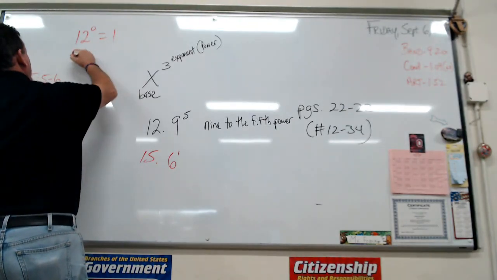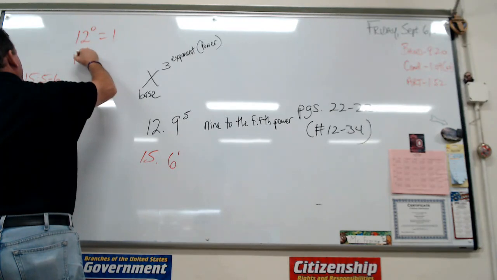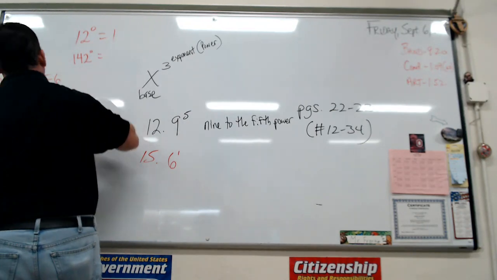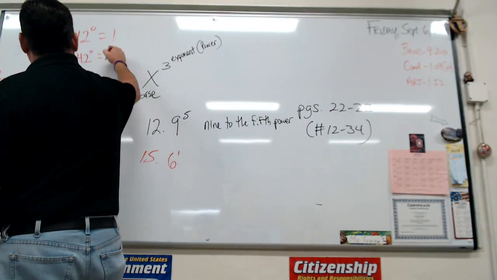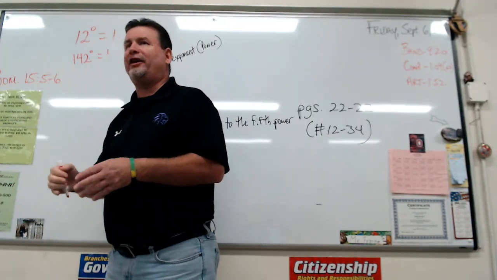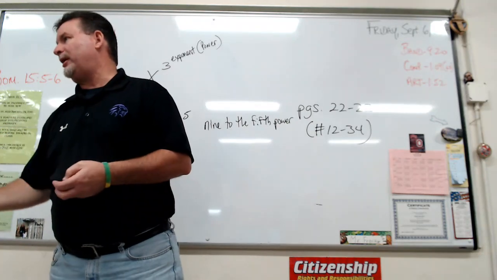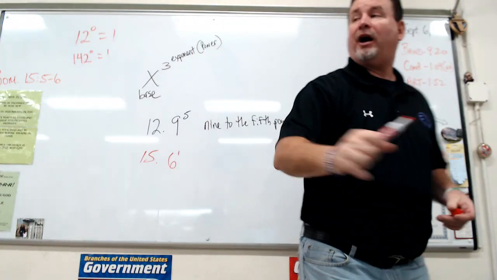If 12 to the 0 power is 1, what would 142 to the 0 power be, Dominic? 1. What are you figuring out here? Anything to the 0 power is 1. Yeah, because you're not multiplying by anything.